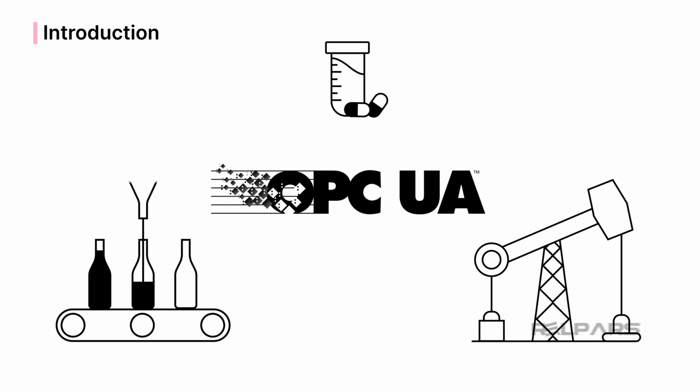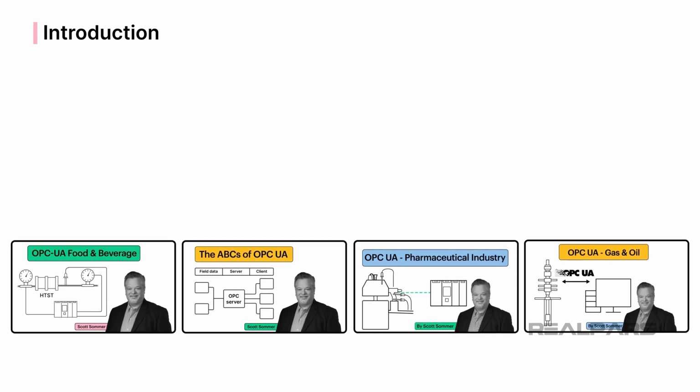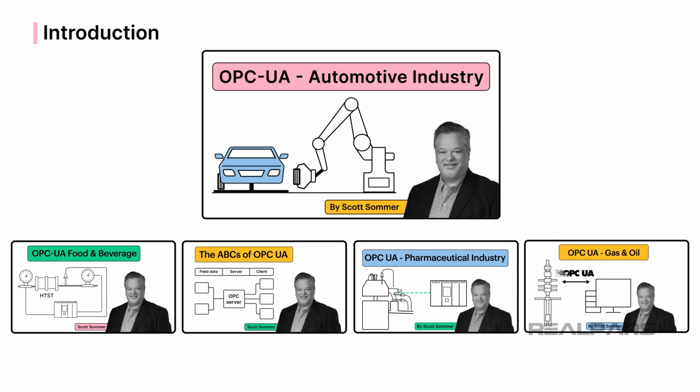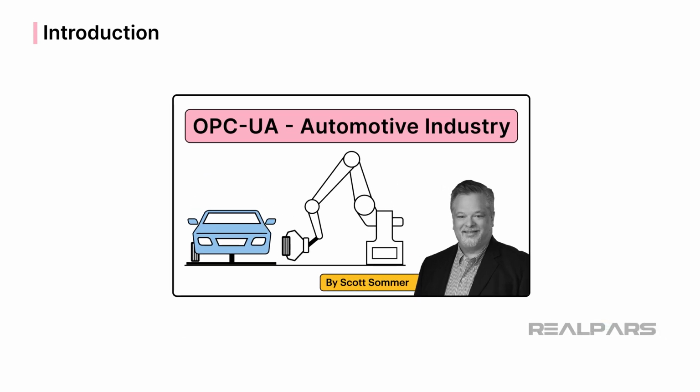OPC Unified Architecture, or OPC-UA, allows data to be shared in real time between devices, systems, and applications in many different industries. RealPars has produced many videos featuring OPC-UA, and now I will show how OPC-UA can provide benefits to the automotive industry.